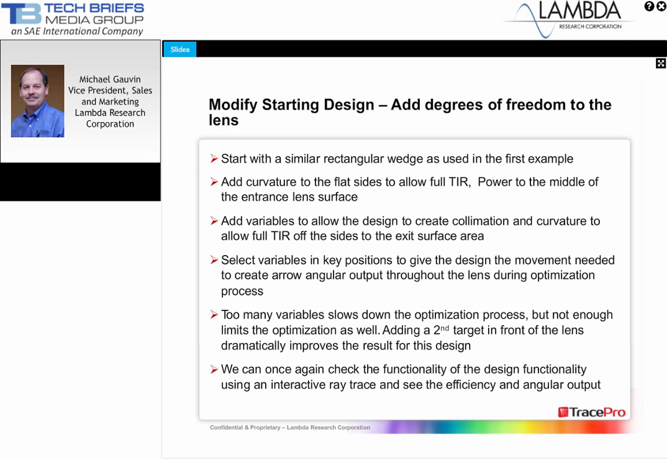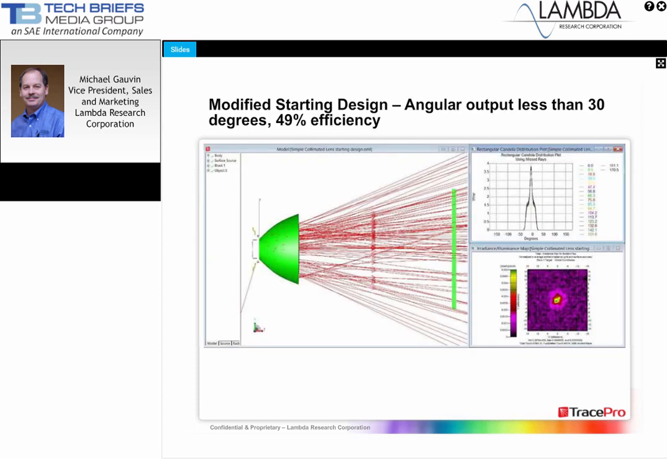If we look at our specification, we're going to need to add degrees of freedom to this lens to get to where we want in terms of an output specification. So we started with that similar rectangular wedge. We've added curvature to it. We've added variables to let it move around. The top surface, which is the exit surface, has been given a little bit of power to collimate the light. And we're going to add variables to allow the design to flex to get to our answer. And we're going to make sure that we put a target in front so that we can see what the collimation looks like on a target right in front of this particular LED and lens.